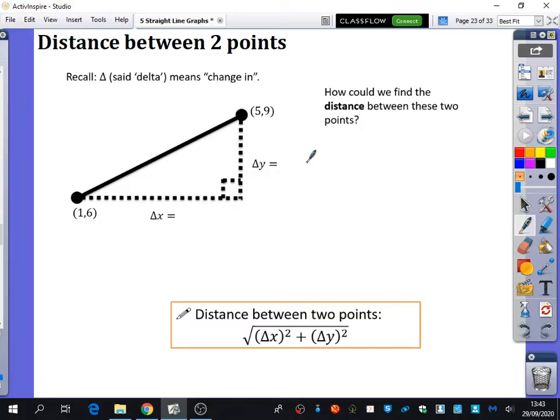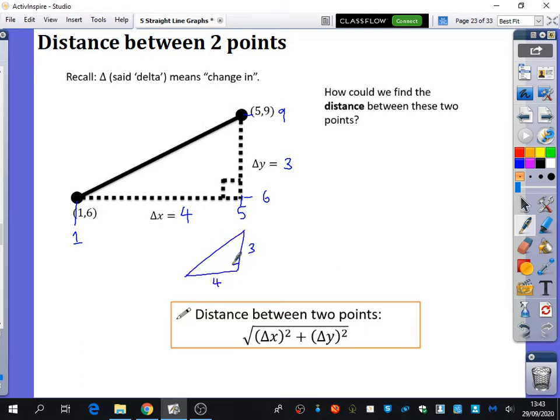So the x-coordinate at this point is 1, and the x-coordinate at this point is 5. So how much has it changed? What is the change in x here? 4. It's just 4, okay? And the y-coordinate at this point is 6, and the y-coordinate at this point is 9, so the change in y is just 3.